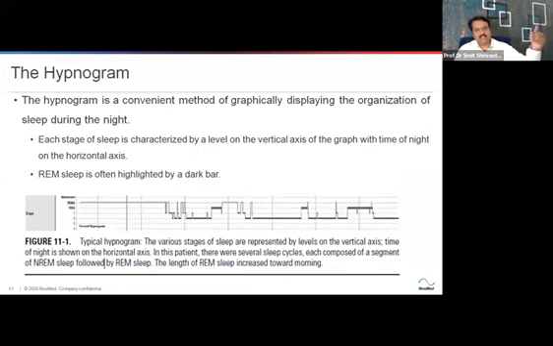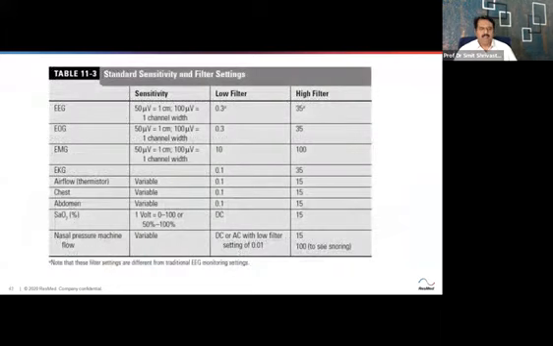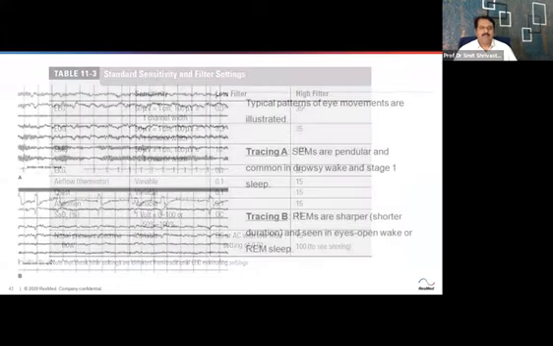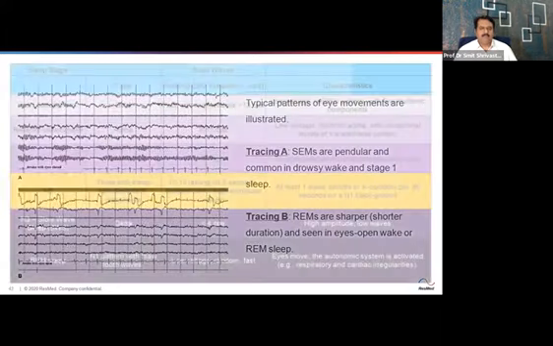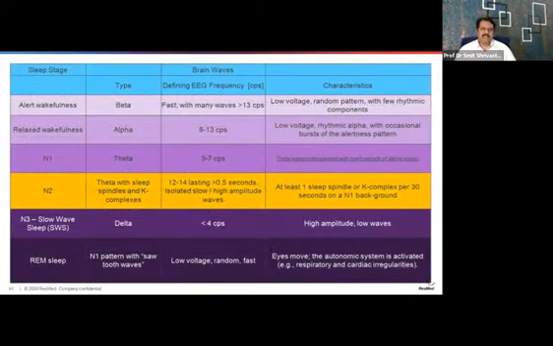So what are the stages? Stage 1, 2, 3, 4, REM, and then wakefulness and movement. The dark bar is considered to be REM sleep, so REM is always highlighted with a dark bar. With different stages of sleep, different changes happen in the EEG.